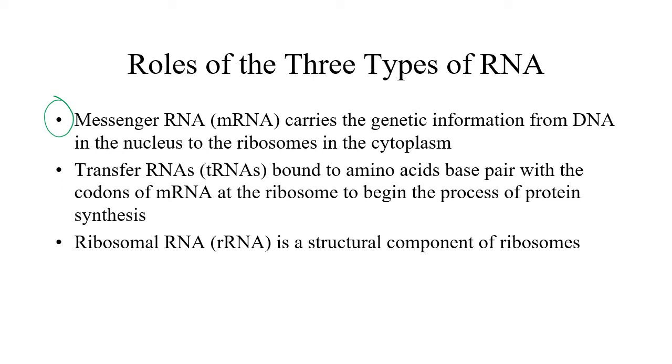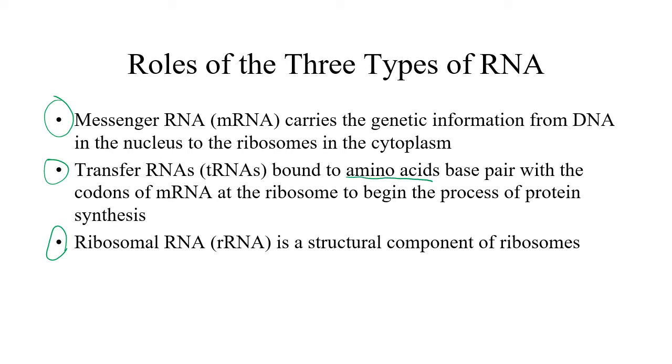At the ribosome, we're going to have ribosomal RNA, and this is going to be a structural component of the ribosomes themselves. This is going to help with the production of our proteins. And then we're also going to have tRNA, or transfer RNA. This transfer RNA has amino acids on it. Bound to the tRNA is a particular amino acid.